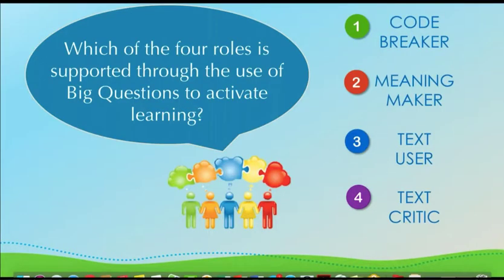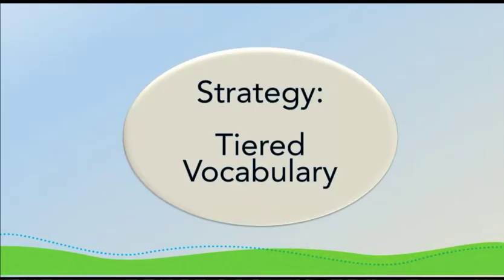So we had about 33% said code breaker, 67% said meaning maker. Yes, that's exactly right. Now, these strategies don't always support just one role. They can support multiple roles, and a student would need to be a code breaker and a meaning maker to really gain the understanding from the essential question. All right, so we're going to move on to our next strategy, which is called tiered vocabulary.